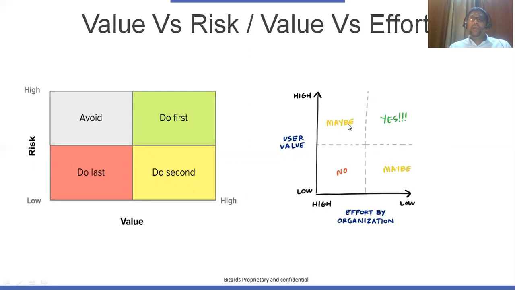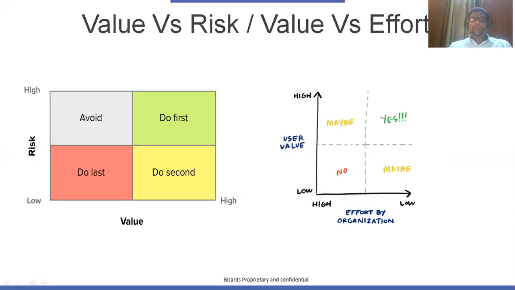Followed by maybe you can think about high value and the effort is high, or in other words, maybe it's going to give low value but the effort is also going to be low. And the thing the team should try avoiding, or the product owner should try avoiding, is features which are going to give low value to the end users but are going to take high effort by the development team. So you should try your best not to implement those.